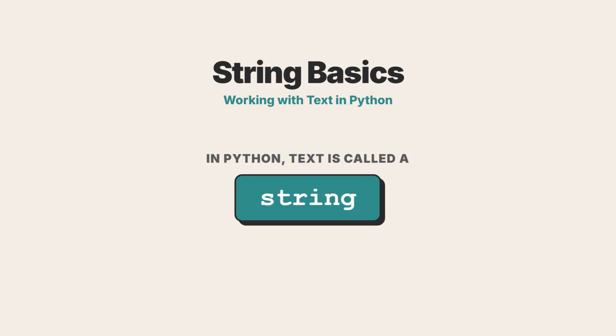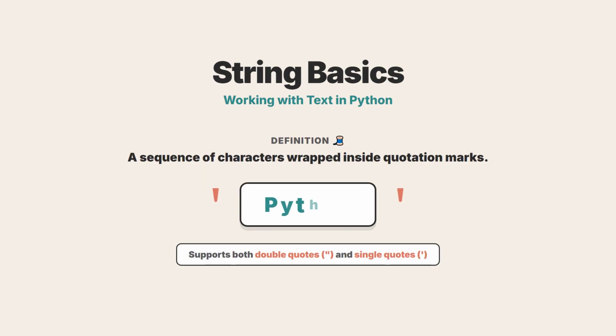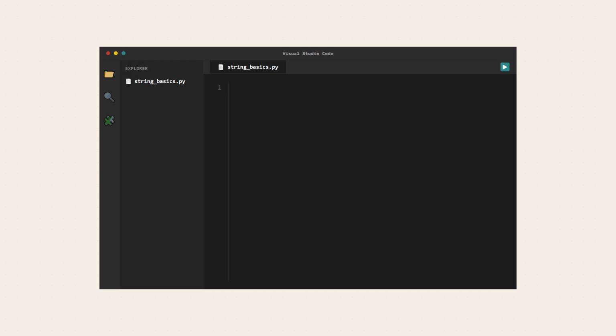In Python, we call text a string. A string is simply a sequence of characters wrapped inside quotation marks. You can use double quotes or single quotes. Let's open our editor and create our first string, text equals " Python ". Notice that we added spaces at the beginning and the end.